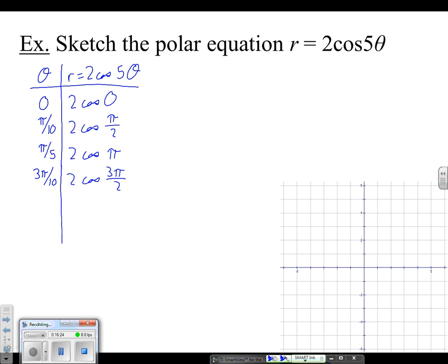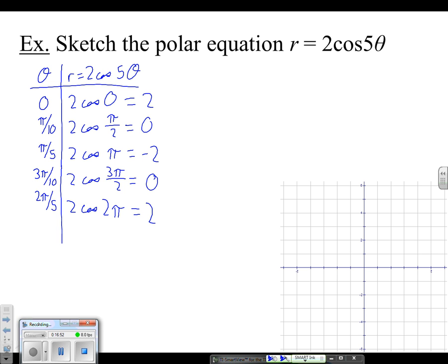Okay, and now we can evaluate each of these. Cosine of 0 is 1. Cosine of pi over 2 is 0. Cosine of pi is -1. And cosine of 3 pi over 2 is 0 again. And then let me just do one more. 2 cosine of 2 pi. I would get there when theta is 2 pi over 5. And that would be back at 2.